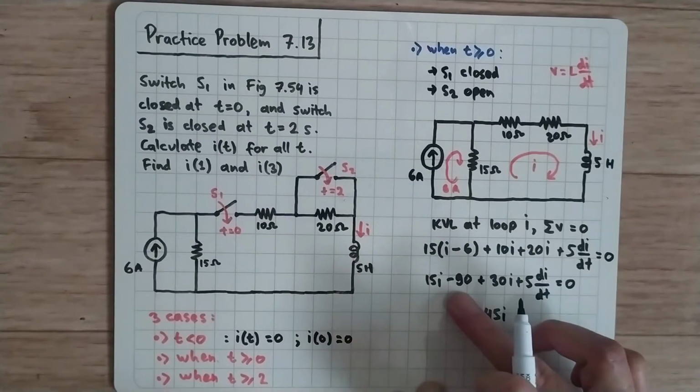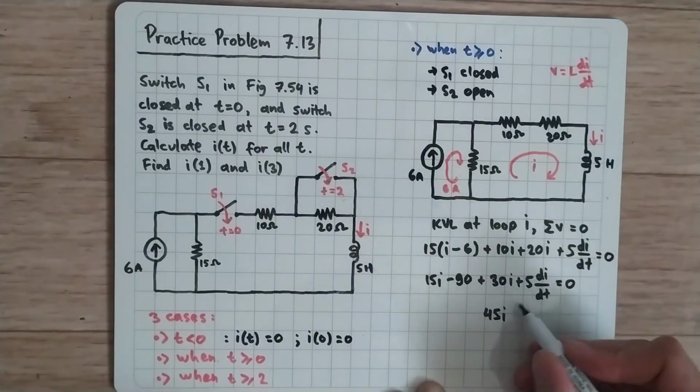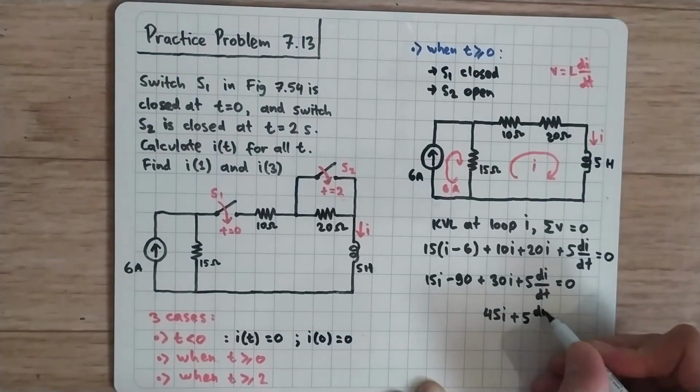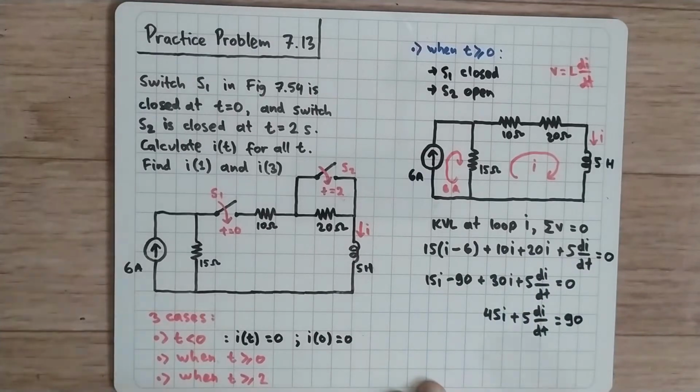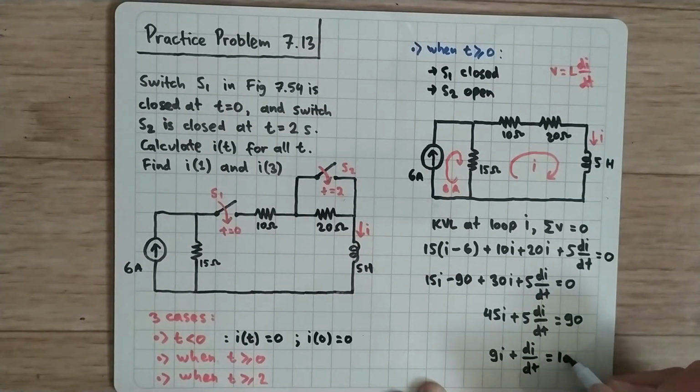So we'll have 45 multiplied by i. And I want to move this 90 to the right hand side, so I just add it to the other side. So we'll have 5 di/dt equal to 90, because we moved 90 to the right hand side. Okay, now let's divide both sides by 5. So I will have 9i plus di/dt is equal to 18, right?